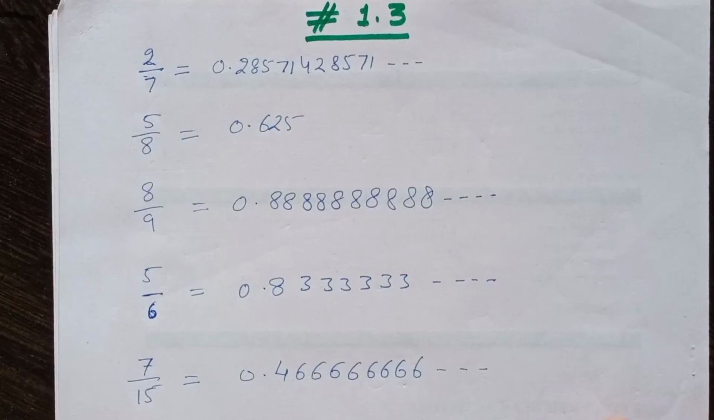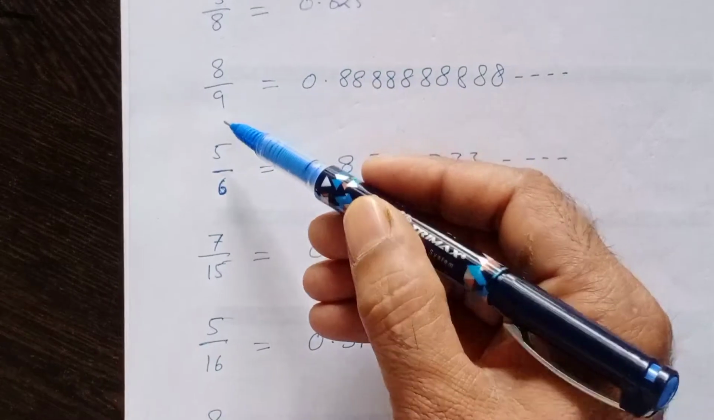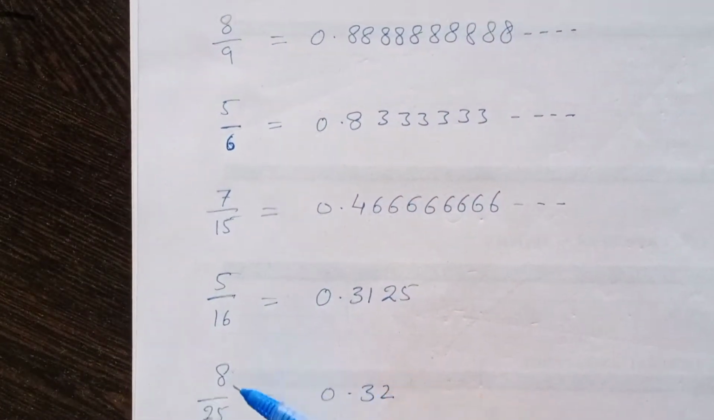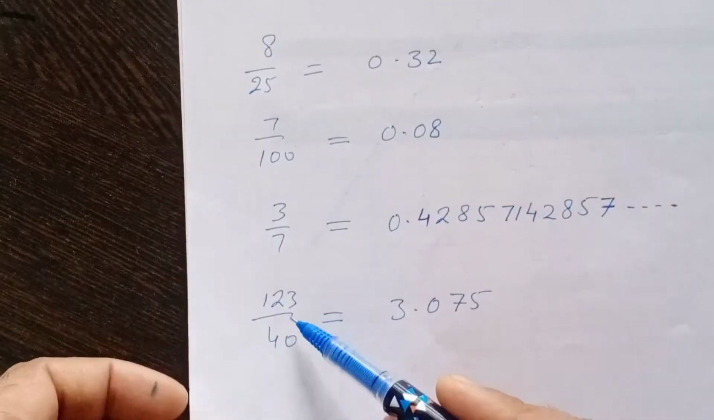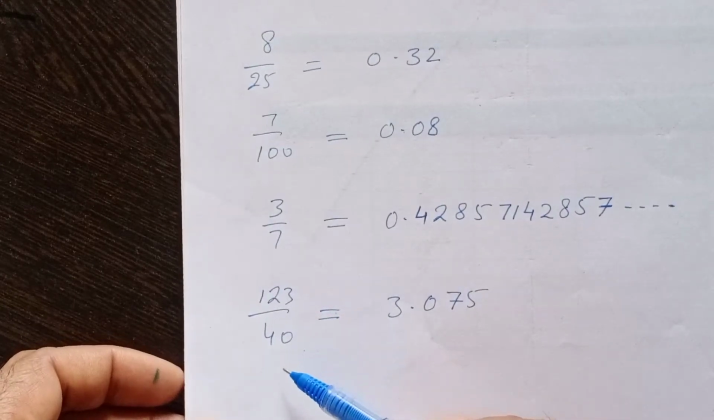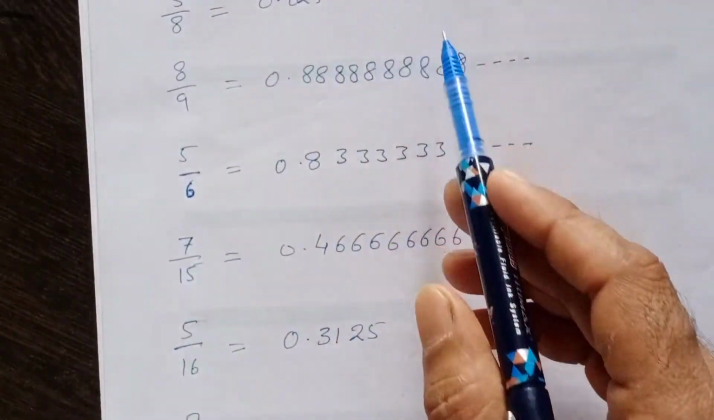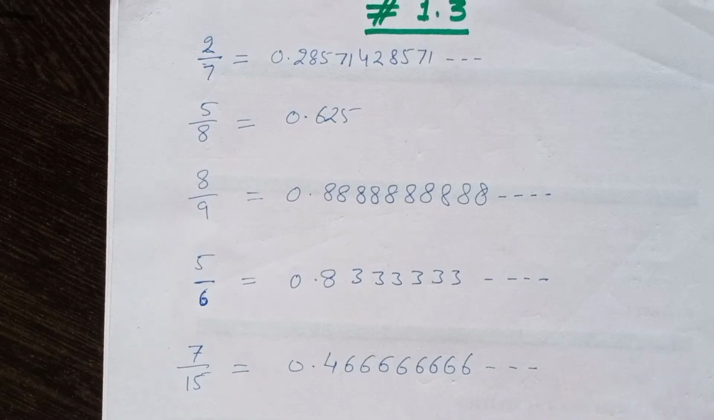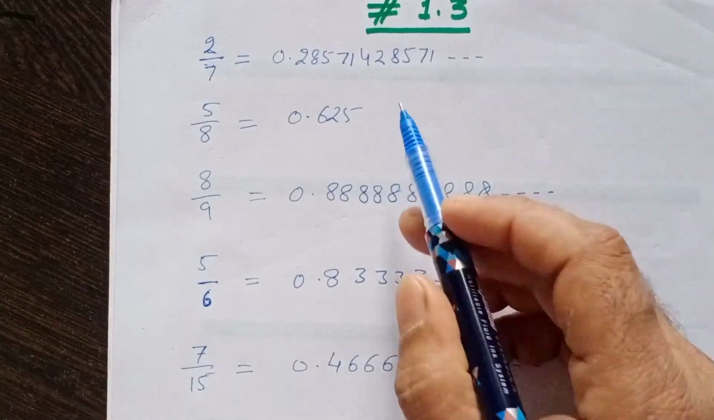So as you see, these fractions: 2 by 7, 5 by 8, 8 by 9, 5 by 6, 7 by 15, 5 by 16, 8 by 25, 7 over 100, 3 over 7, 123.40. Before proceeding further, you should also convert them into decimals on your paper, right? I hope you have done it already. So now let us observe them. See, many decimals are non-terminating.